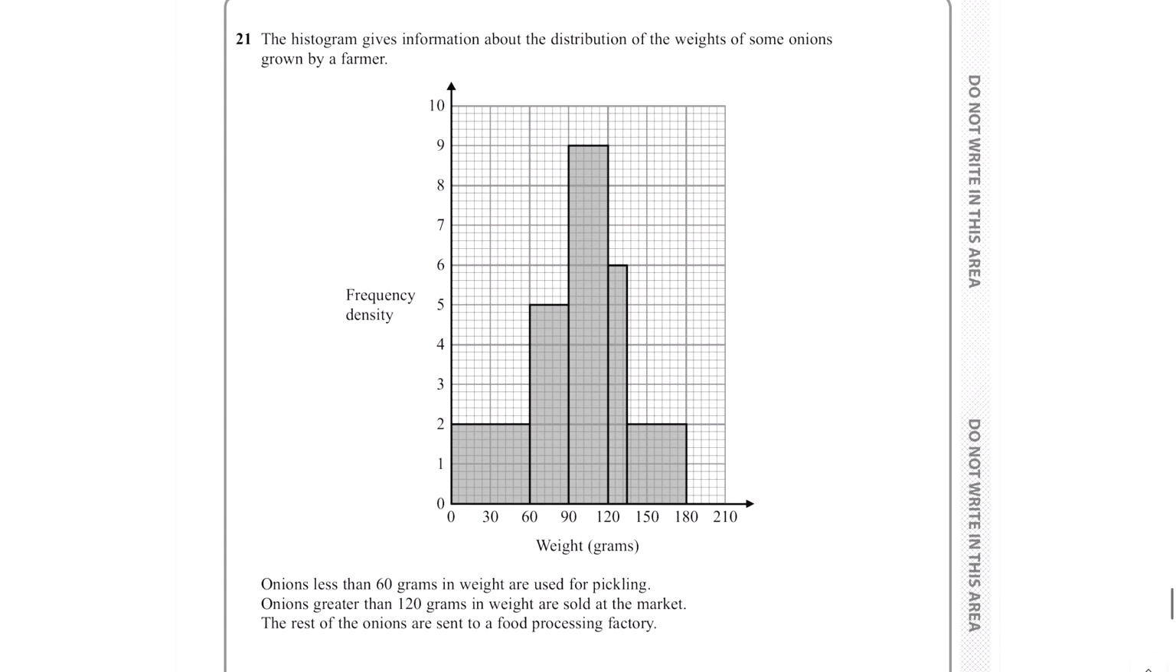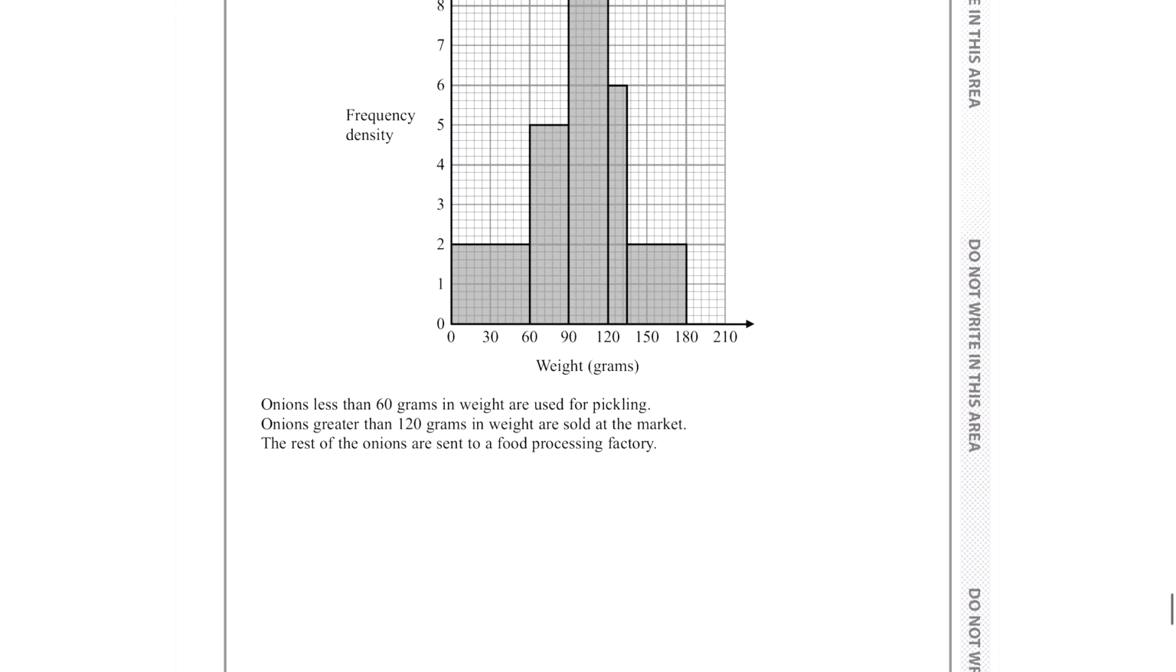The histogram gives information about the distribution of the weights of some onions grown by a farmer. Onions less than 60 grams in weight are used for pickling. Okay, so anything less than 60 grams is used for pickling. Onions greater than 120 are sold at the market, and the rest of the onions are sent to food processing, so that would be whatever's left in the middle. So from 60 to 120.